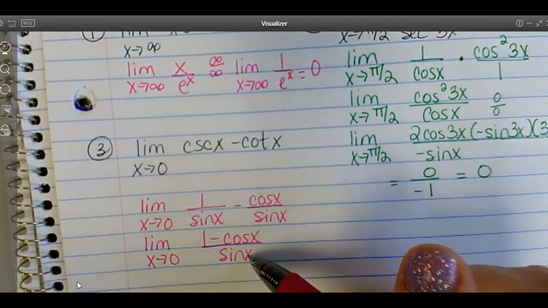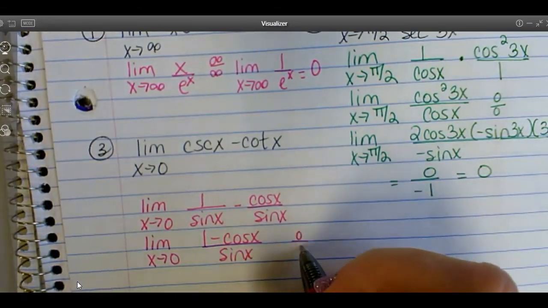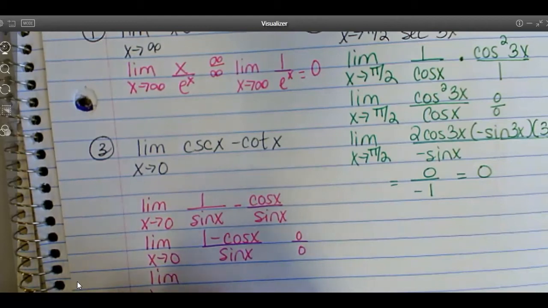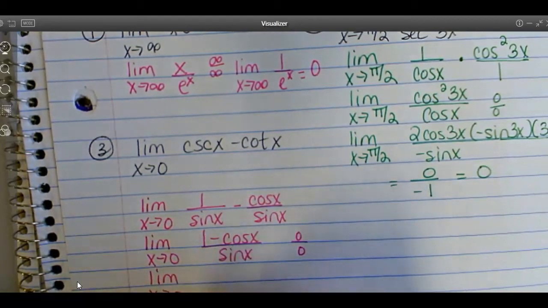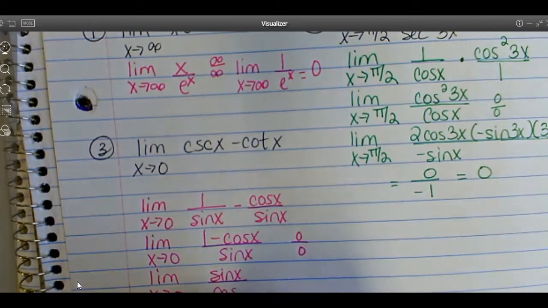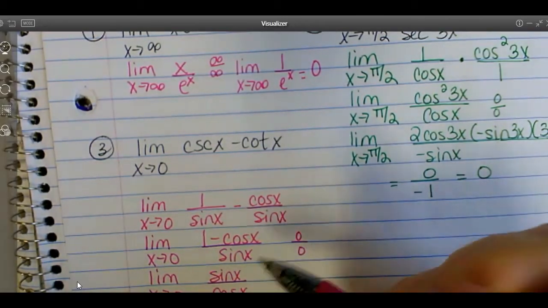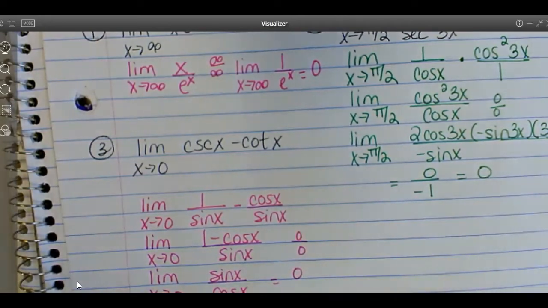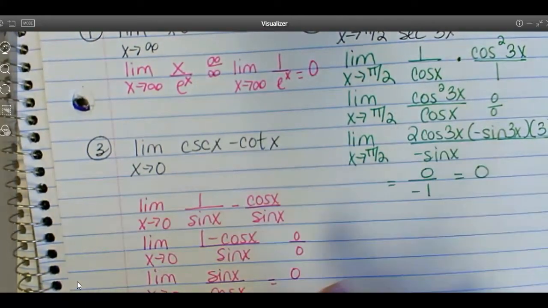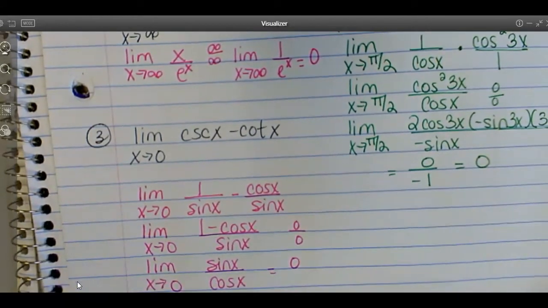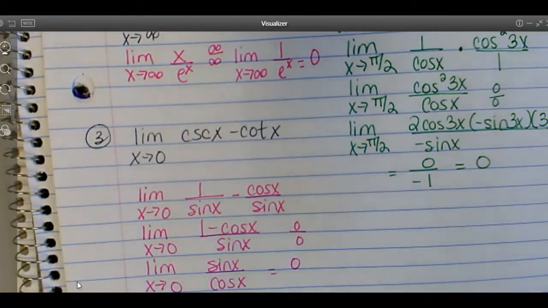Cosine of 0 is 1 and sine of 0 is 0, so we've got 0 over 0, which means L'Hopital's rule is appropriate. The derivative of the top would be, derivative of cosine is negative sine, we've got this other negative, that makes a positive sine. The derivative of sine is cosine. Plug in those zeros there, we have 0 over 1, so we get 0. Again, 0 is okay, and notice we got that on all three.